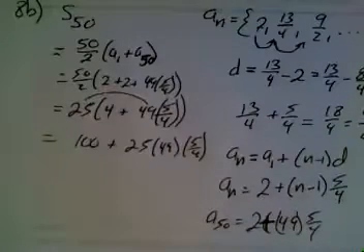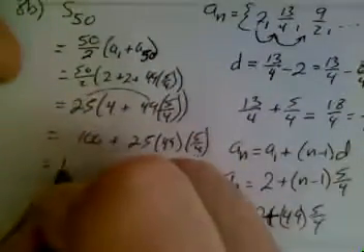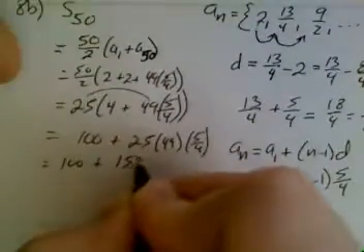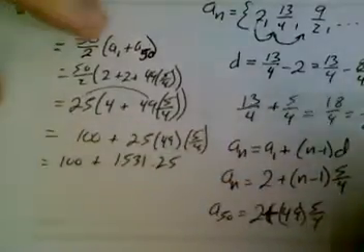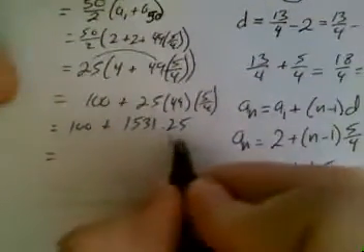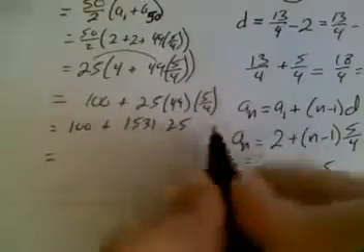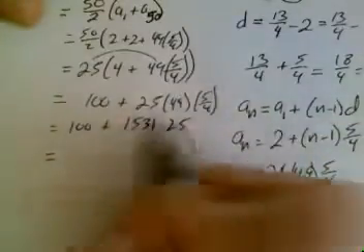So we have 25 times 49, and then I'm going to multiply that by 5 divided by 4, so times 5, and divide that by 4. Now it's going to give me 100 plus 1531.25. Again, that wasn't rounded, so this is okay to do. You can use the fraction, you can go ahead and send that to a fraction.